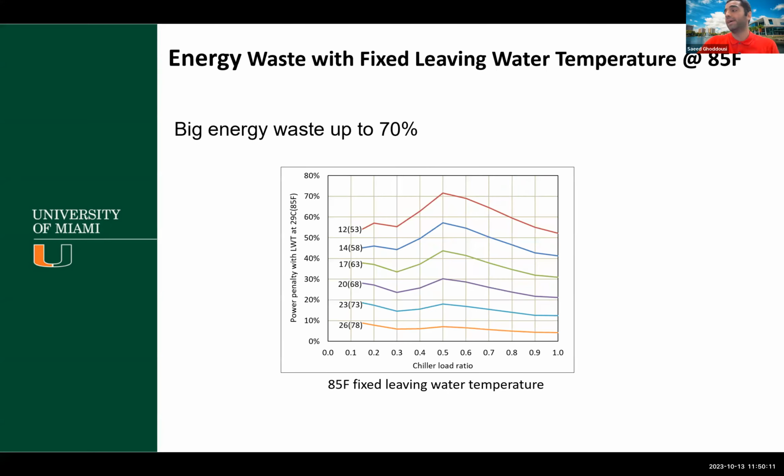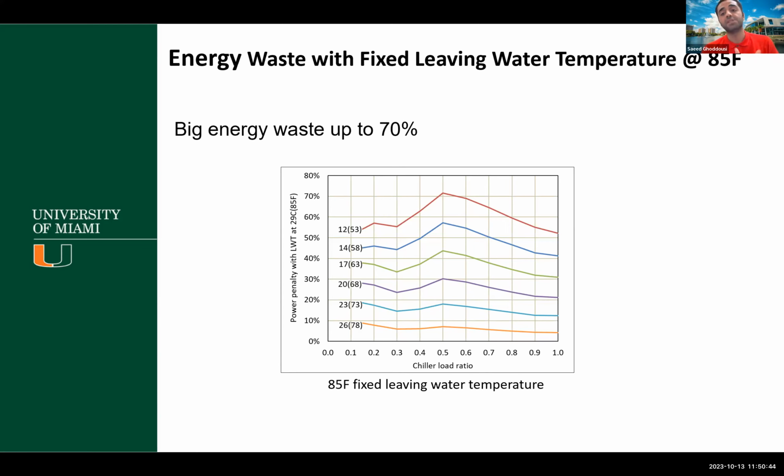Another goal that we had was to evaluate the conventional control strategies. We mentioned that we have three conventional strategies. First is a fixed leaving water temperature at 85, regardless of the ambient air condition and regardless of the cooling load and anything. This strategy may cause energy waste because it is not efficient, and we can evaluate it based on our model.